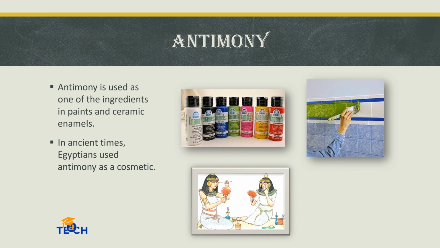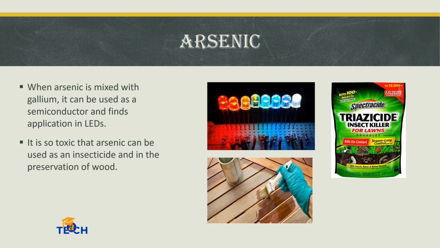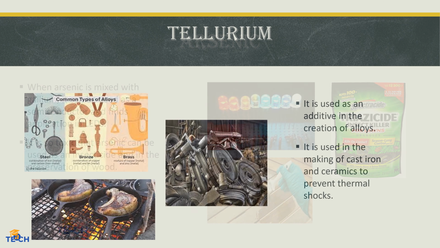Antimony is used as one of the ingredients in paints and ceramic enamels. In ancient times, Egyptians used antimony as a cosmetic. When arsenic is mixed with gallium, it can be used as a semiconductor and finds application in LEDs. It is so toxic that arsenic can be used as an insecticide and in the preservation of wood.